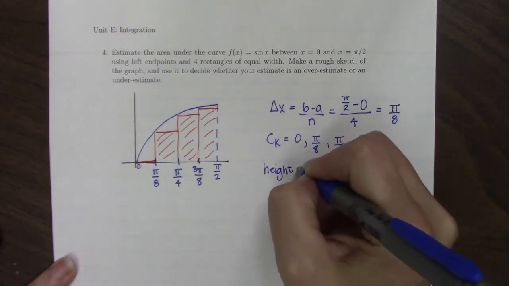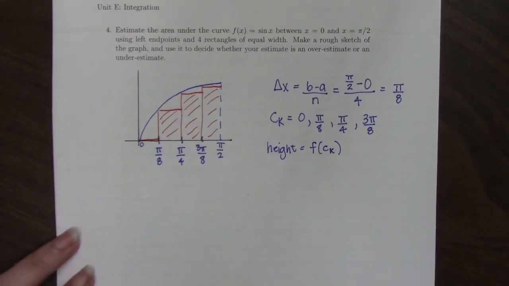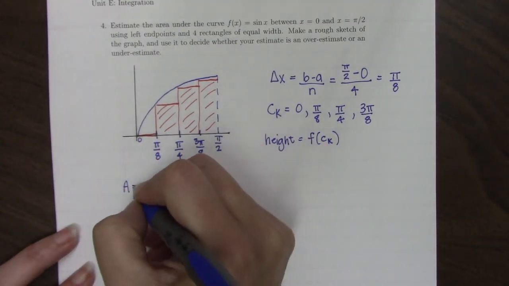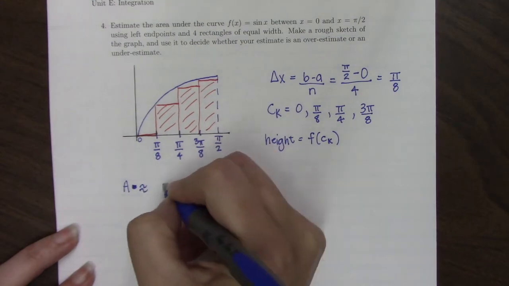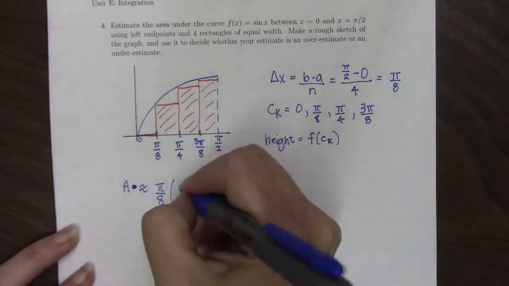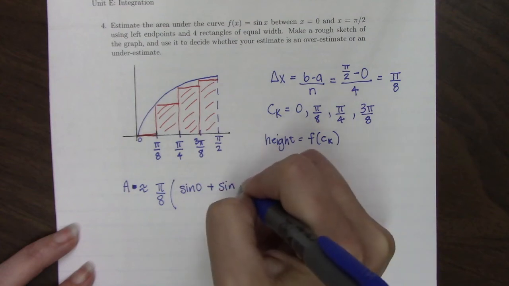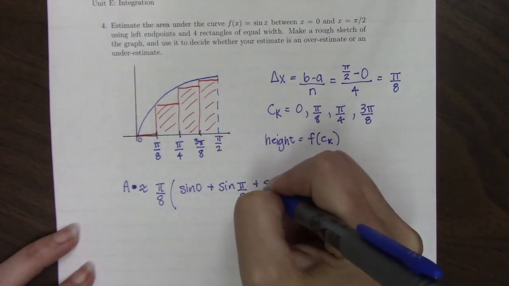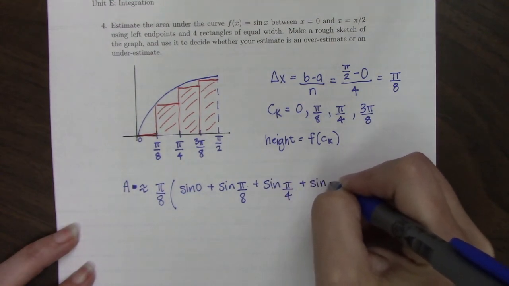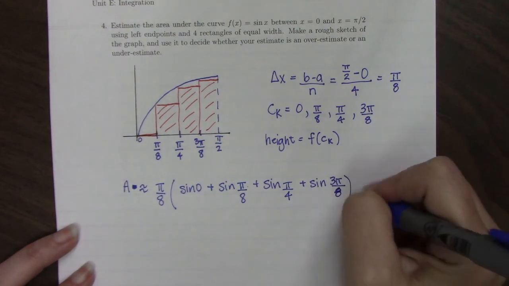So the height of each rectangle is f of whatever its k value is. So we'll have 4 heights. And once again, since I know the widths are all the same, the area is going to be pi over 8. I can factor that out, and it's sine of 0 plus sine of pi over 8 plus sine of pi over 4 plus sine of 3 pi over 8.